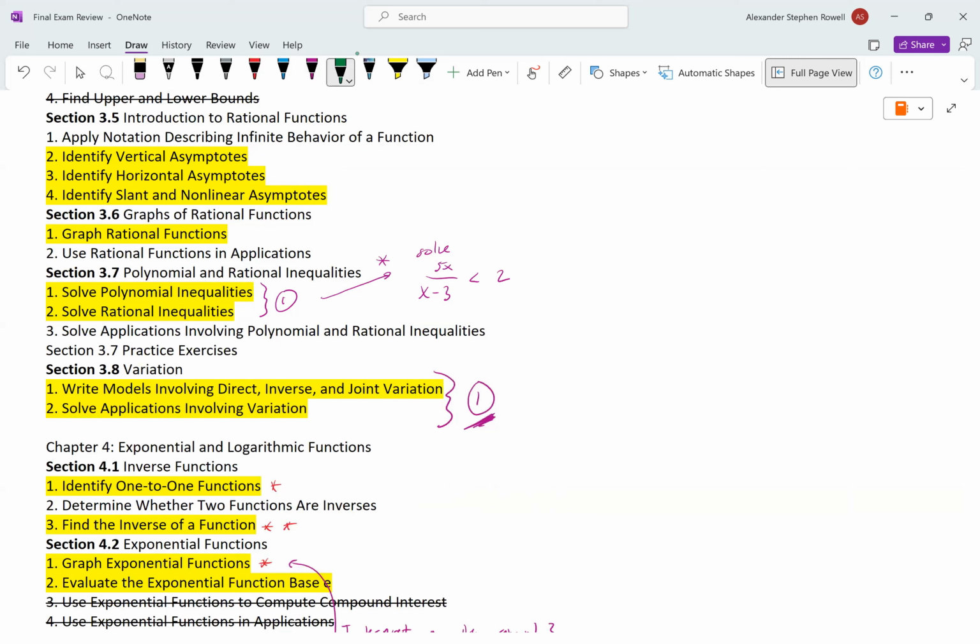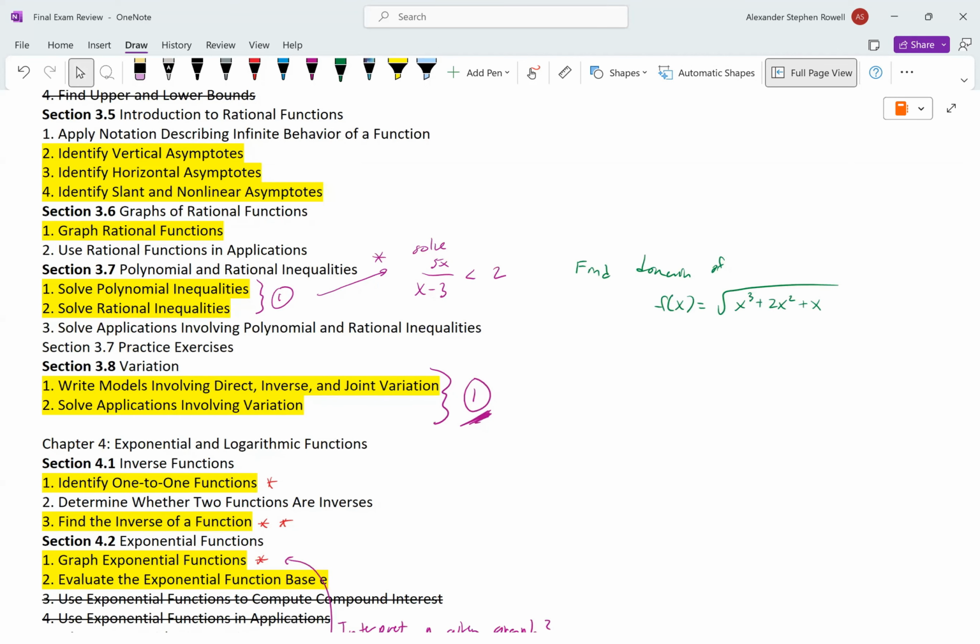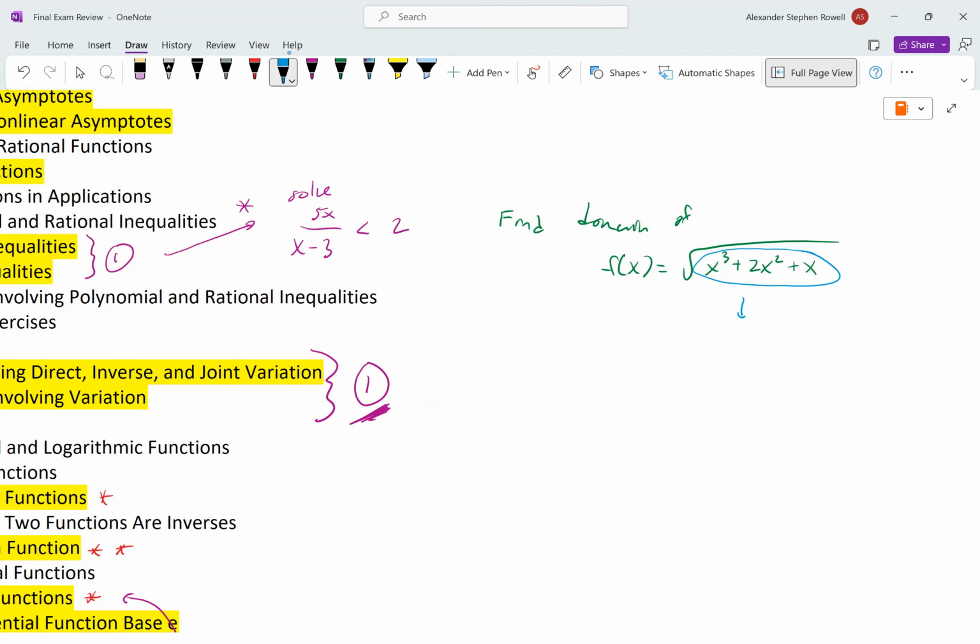Another example would be like find the domain of f of x equals the square root of x cubed plus 2x squared plus x. So this is an application of a polynomial inequality. How do you find the domain of a square root function? We say whatever's inside must be greater than or equal to 0. So this is a polynomial inequality. How do you solve these? By factoring and doing a sign chart.